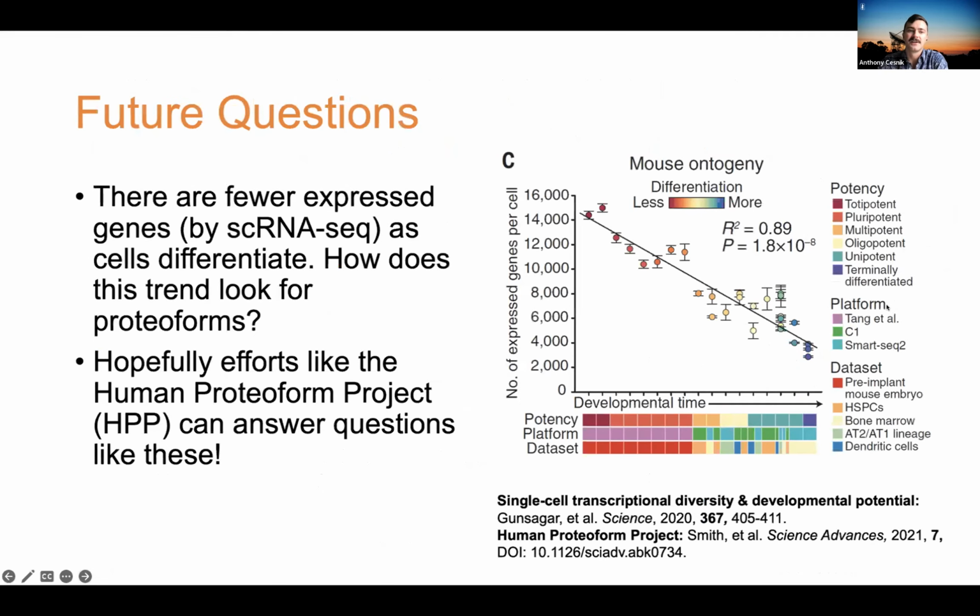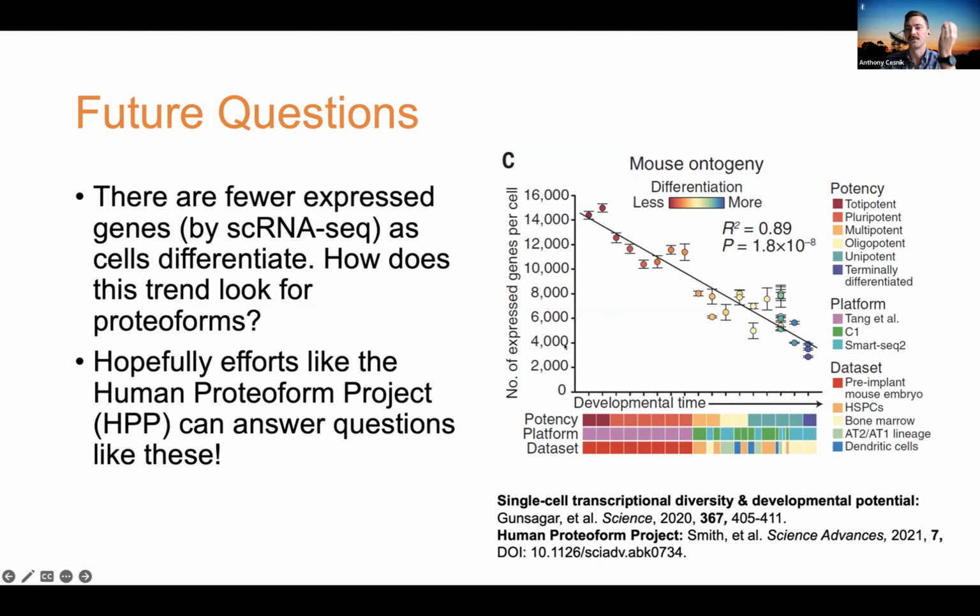And another open question that I hope gets solved at some point is, this is a great paper that showed that there are fewer expressed genes by single cell RNA sequencing as cells differentiate. So as you go further and further along the developmental time for certain cells, as cells differentiate more, there are fewer genes expressed.